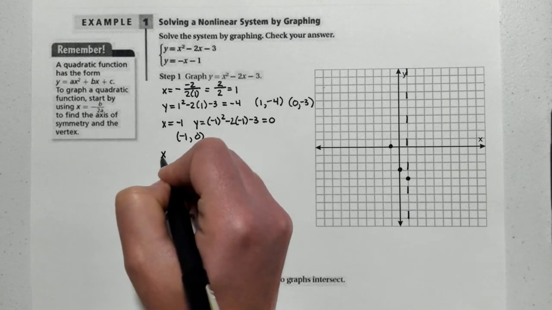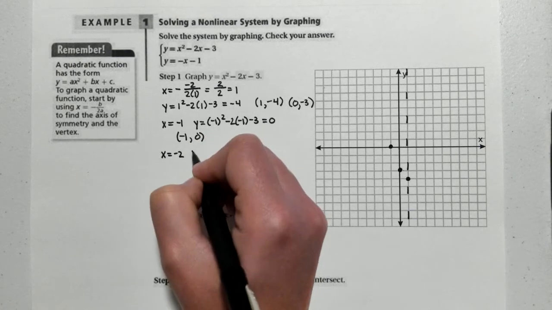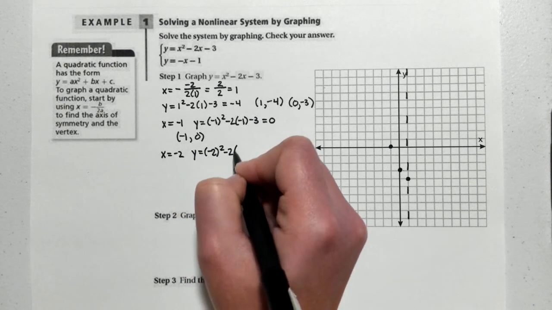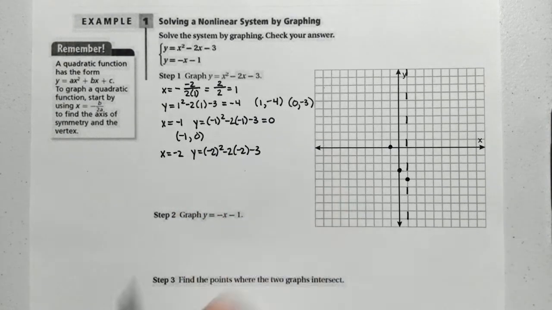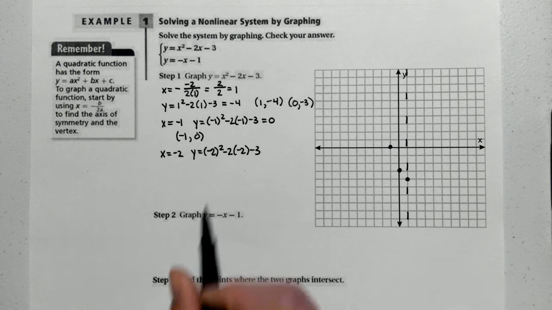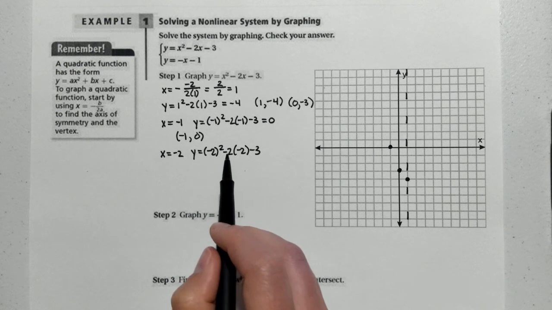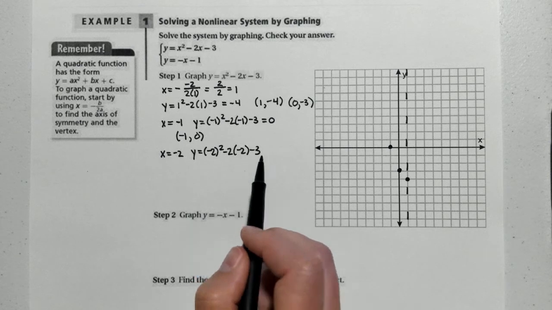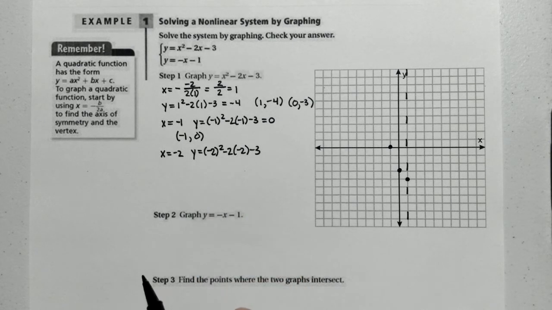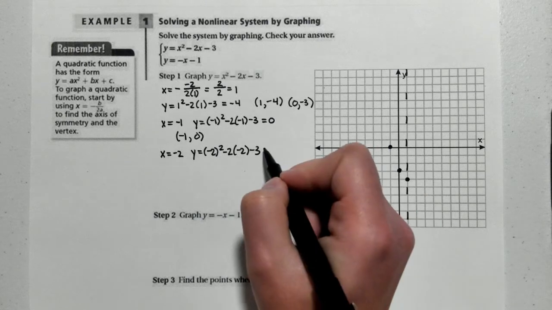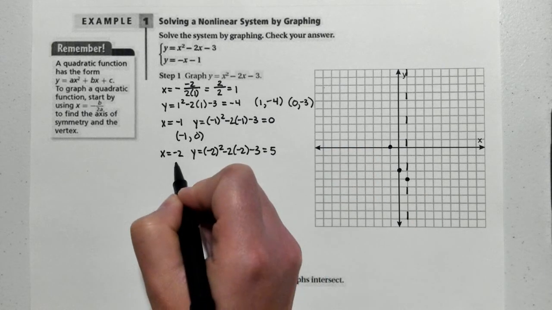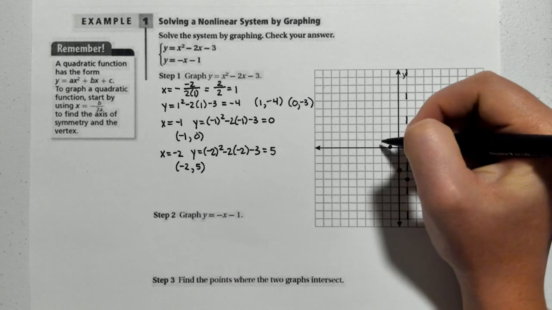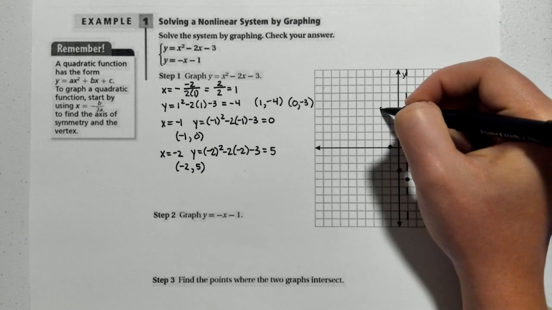And then I'll do one more, negative 2. So I'll have y equals negative 2 squared minus 2 times negative 2 minus 3. Negative 2 squared is 4. Negative 2 times negative 2 gives me 4, so plus 4, and then minus 3. This simplifies to 5. So another coordinate will be negative 2, 5. So left 2, up 1, 2, 3, 4, 5.